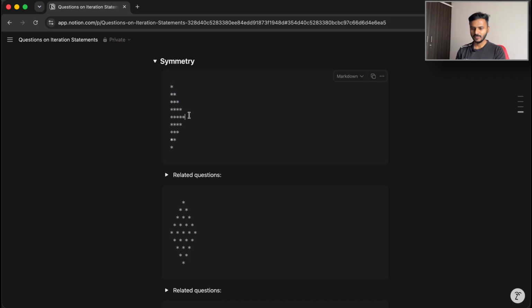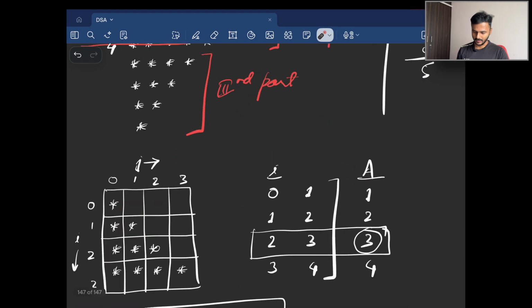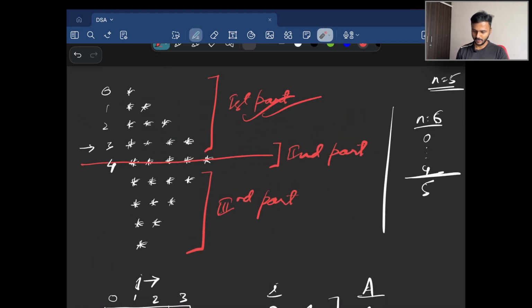So now let's move on to the second part. And for that, let's come back here. Over here, we have handled the first part. Now we have to handle the second part. And like I was discussing earlier, because n is equal to 5, this will be at i equal to 4, right? And because n equals 5, this will have 5 asterisks. If n was 6, this would have 6 asterisks, right? So the second part is pretty simple.